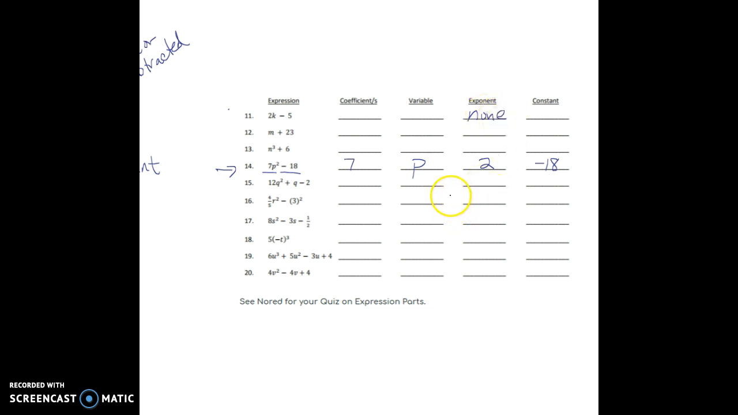An exponent line. You need to finish this up and then come see me for your quiz on expression parts.